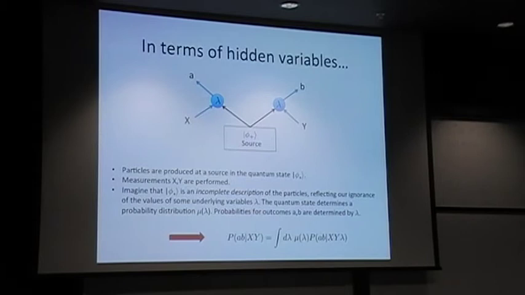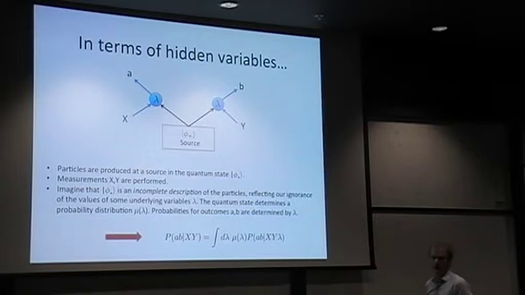Okay, now Bell didn't originally present his results in terms of a sort of funny little game like this. So a more traditional description goes something like this. We talk about hidden variables. We imagine a pair of quantum particles produced at a source in the quantum state phi plus, and measurements x and y will be performed on those particles. And then we imagine that this phi plus is actually an incomplete description of the particles somehow, which is actually reflecting our ignorance of the values of some underlying variables, lambda. These are the hidden variables.